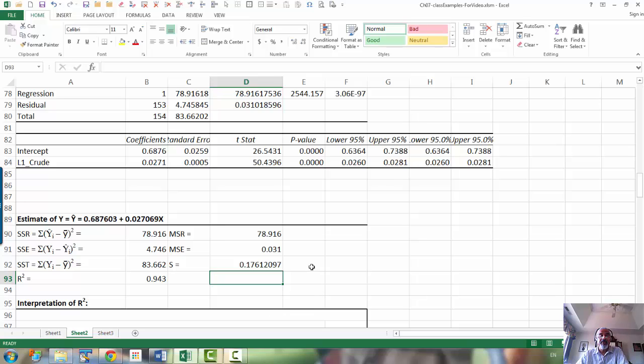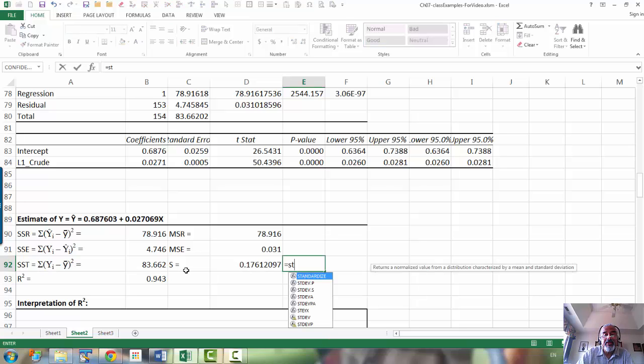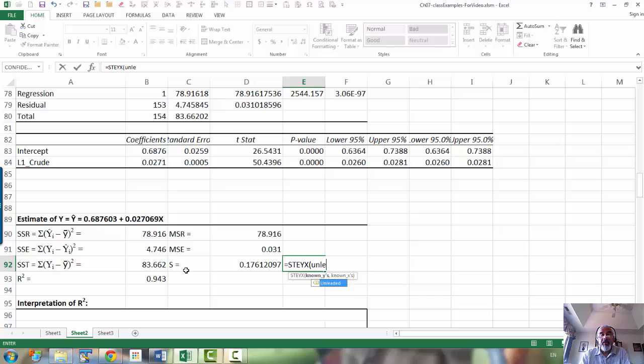There is another way to find the value of S with an Excel function, and that is STEYX, standard error of Y given X. You do unleaded, the Y range first, and then the X range. This will give us the standard error as well. It's exactly the same thing. So there are several ways to get these results.